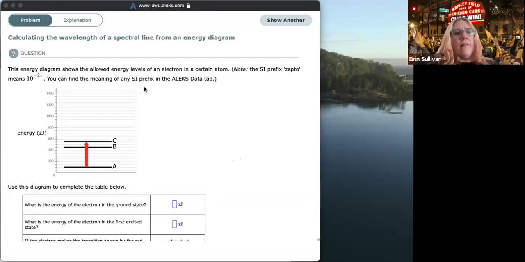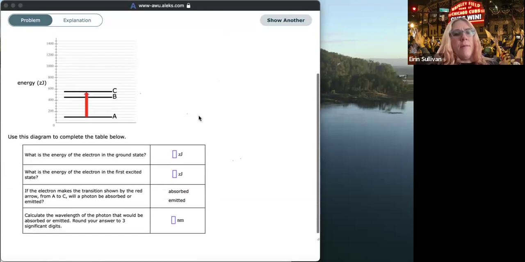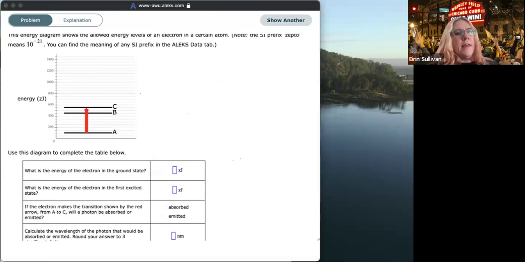To calculate the wavelength of a spectral line from an energy diagram, essentially you are being asked to use the Planck relationship, which you might remember is that the energy is related to the Planck constant times the speed of light over the wavelength. So if we are asked to calculate the wavelength, we're just going to have to rearrange this so that wavelength is the subject. So wavelength is going to equal h times c over E.